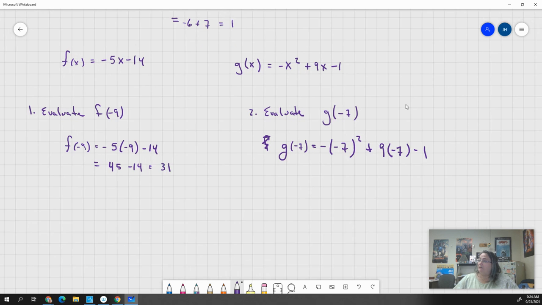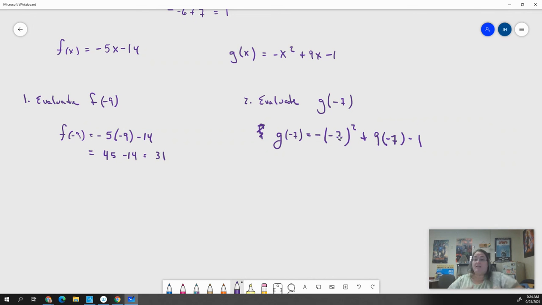Because what's going to happen here is when I square this -7, -7 times -7 is a positive 49, right? But we have to still put this negative on it at the end, so it becomes -49. Then 9 times -7. What's 9 times 7? Is that 63? Thanks. I'm a math teacher. I should have known that. Minus 1. Now, these are all negative, right? So I'd look at that as minus 50. That's minus 113.